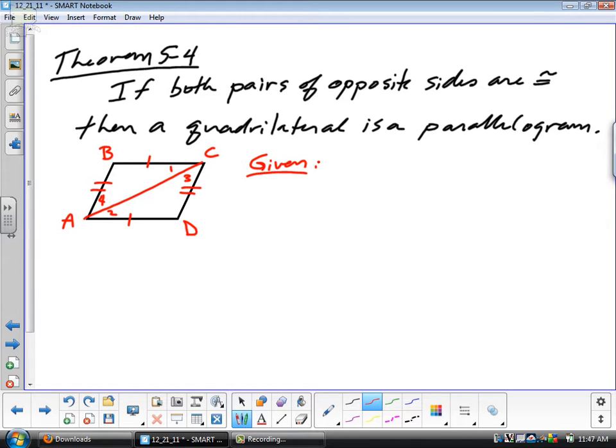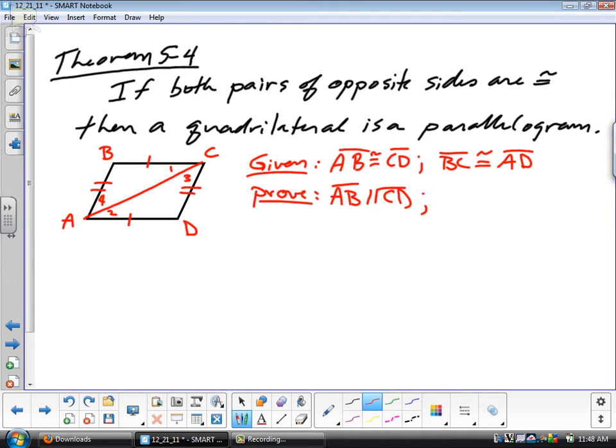Now, what we are given is that opposite sides are congruent. So AB is congruent to CD. And BC is congruent to AD. What we are going to prove is that these sides must be parallel. So AB to CD. And BC to AD.